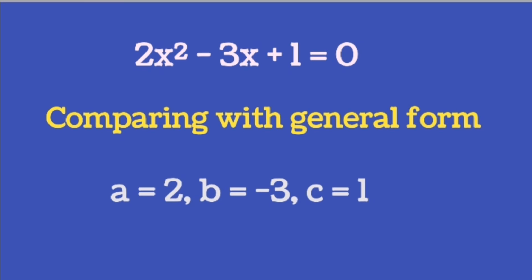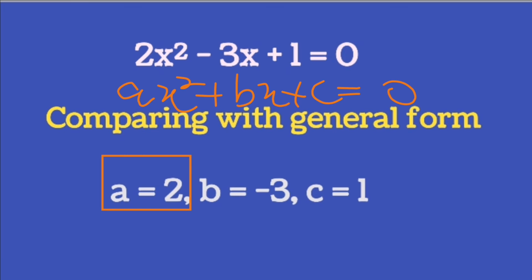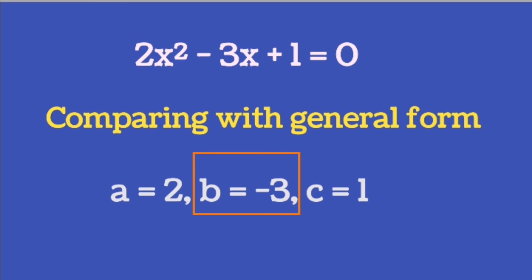Now if I compare this equation with the general form ax square plus bx plus c is equal to 0, we get a is equal to 2, and b is equal to minus 3, and c is equal to 1.